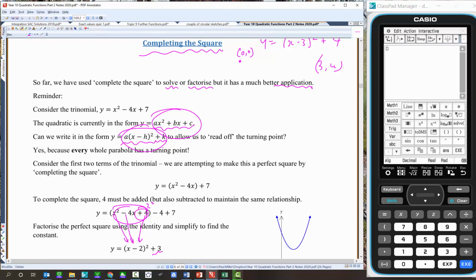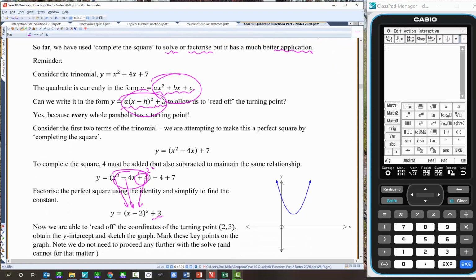Okay, so note that this trinomial, y equals x squared take 4x plus 7, has a turning point of 2 comma 3. That and that are all the same thing, except in this form here, we call it turning point form. So the parabola here will turn at 2, 3. So it says in the notes here, you'll be able to read off the coordinates of the turning point 2, 3, and obtain the y-intercept. That's quite easy to do.